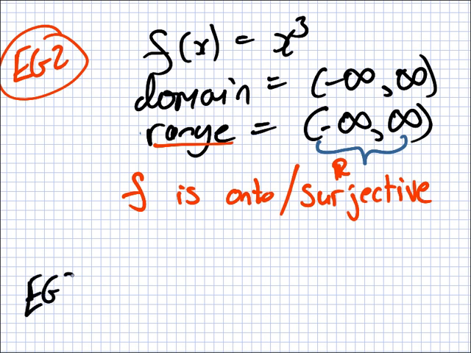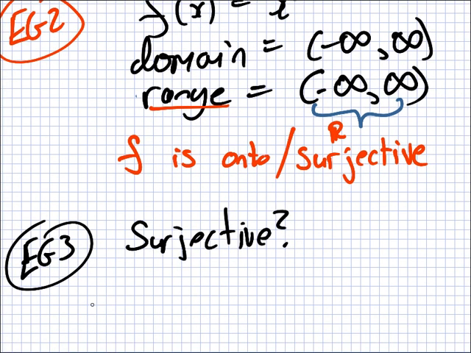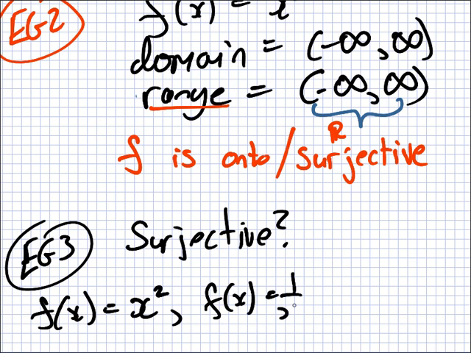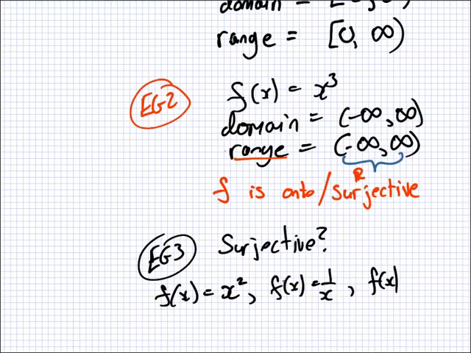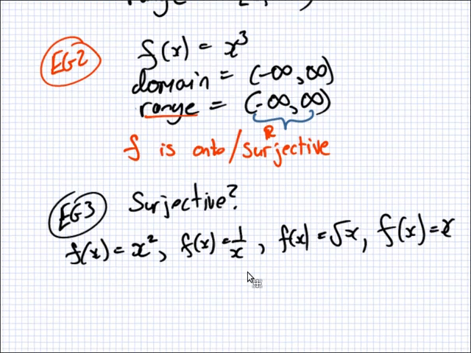Example 3, which of the following is surjective? So your first function could just be f(x) equals x squared, f(x) equals 1 over x, or f(x), let's say, equals square root x, and finally we'll say f(x) equals x. So let's check them one by one to see which is surjective.